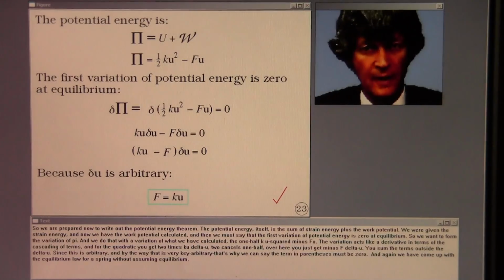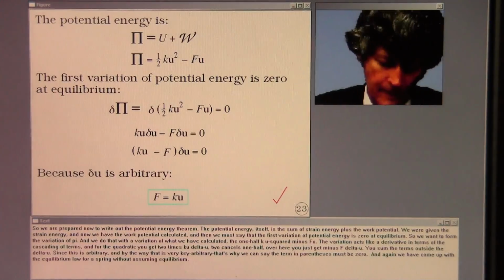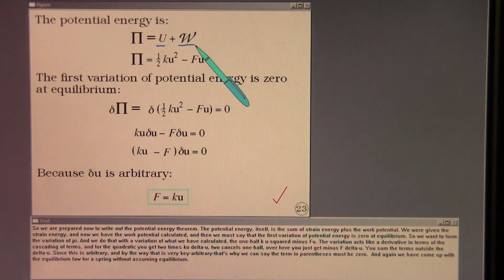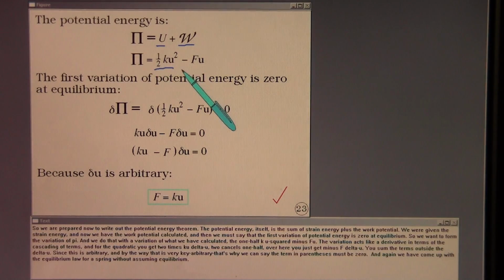So we are prepared now to write out the potential energy theorem. The potential energy itself is the sum of strain energy plus the work potential. We were given the strain energy, and now we have the work potential calculated. And then we must say that the first variation of potential energy is 0 at equilibrium. So we want to form the variation of pi.